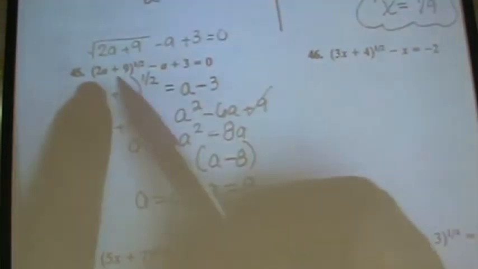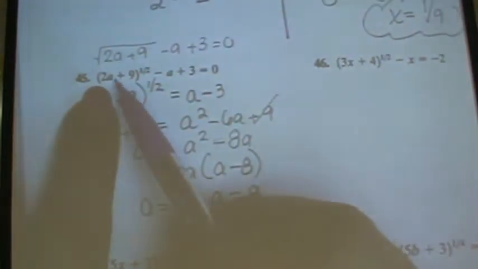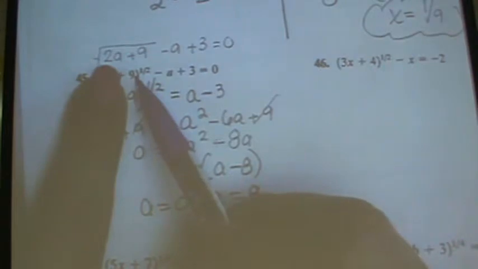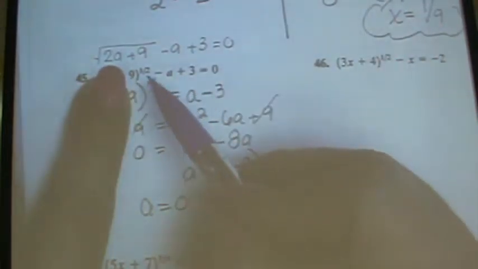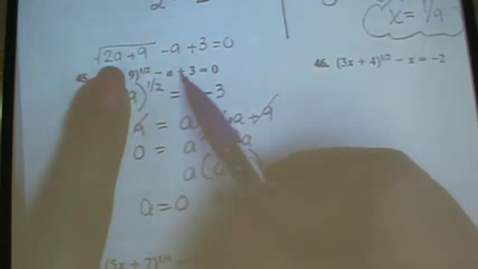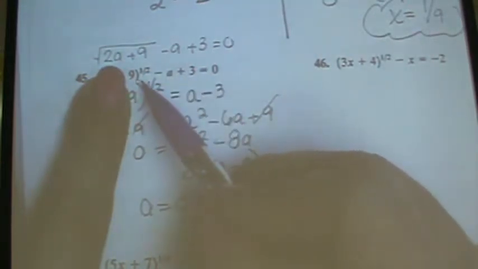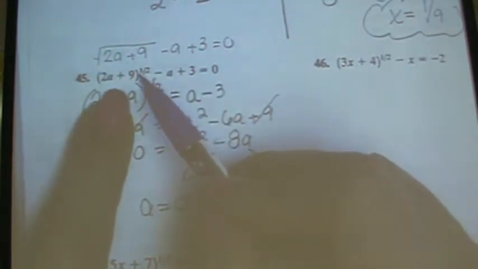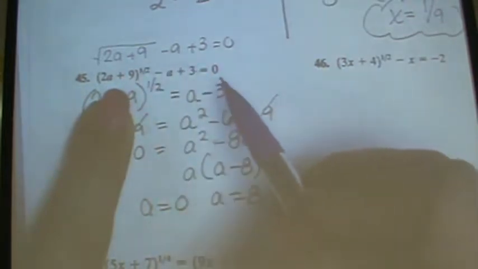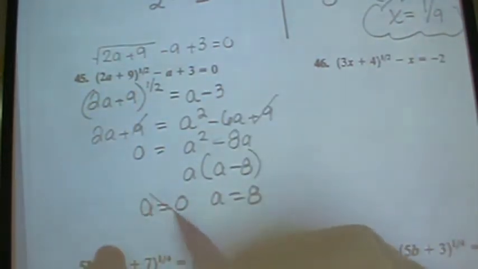If we put a 0 here, you get the square root of 9, which is 3. And 3 minus 0 plus 3. So this would give you 3. And 3 plus 3 is 6. So this one won't work.